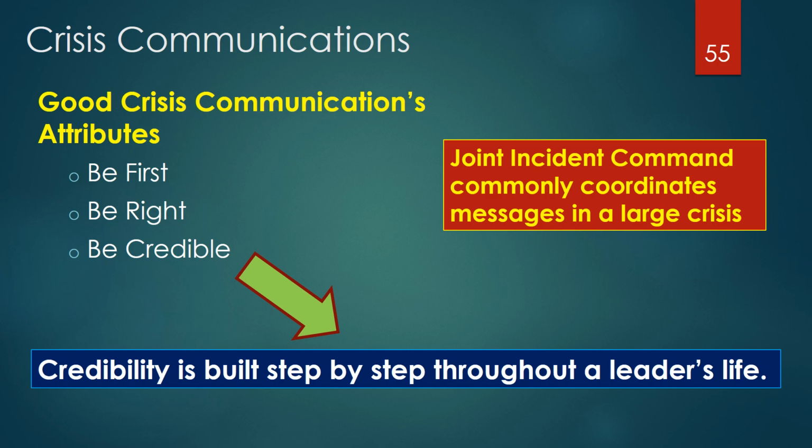The three attributes of good crisis communications include: be first with the message, which shows that leaders and spokespersons have good crisis situational awareness. Be right, meaning the information given is currently as accurate as possible. In public health crises, this means the information is generally based on science. The third attribute is be credible.